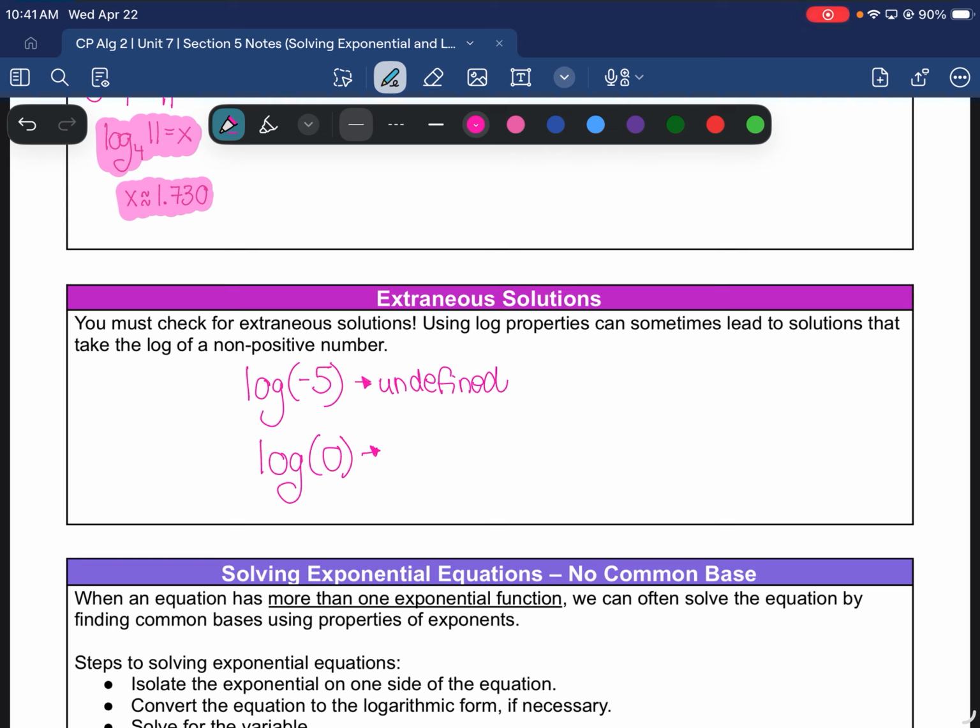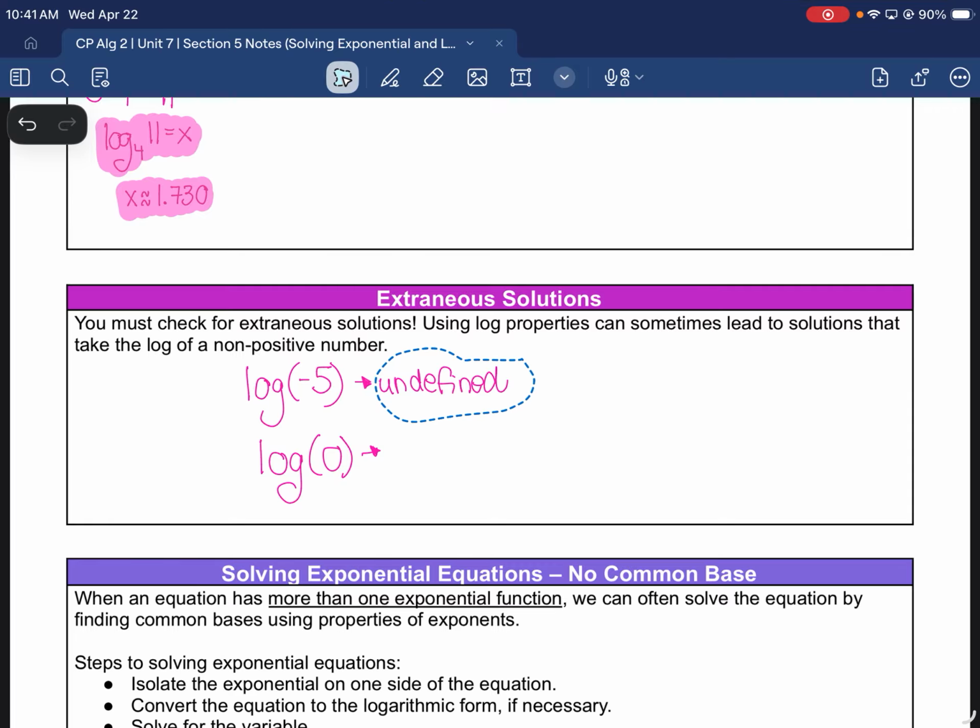If you were, what's the base of that? 10, 10 to the what power equals 0? Nothing. That's why it's undefined. You can't raise anything to a power and get 0. Does that make sense? Yeah. But if you raise something to a 1, you get a 0.